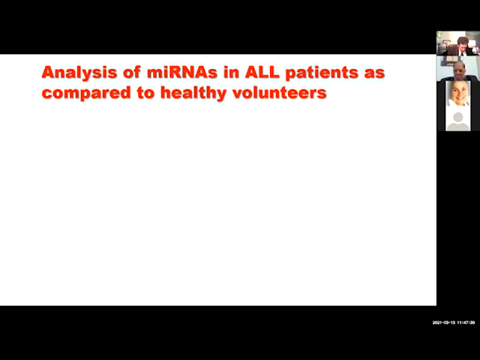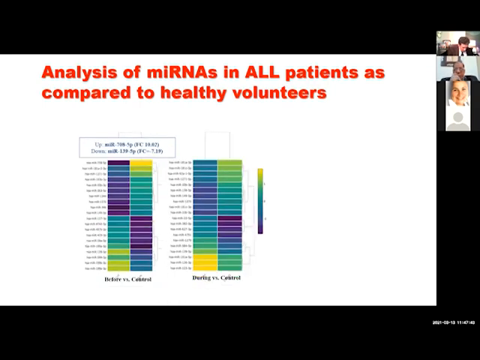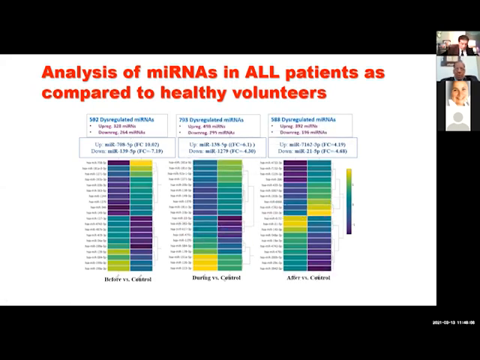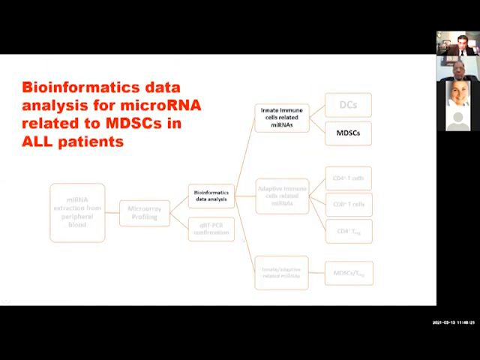And actually, in this one, we started to look at the molecular signature of MDSC in ALL patients. What we did here, we prepared the RNA from blood of ALL patients and ran a microarray for microRNA. And we found a very interesting observation here. We found a very interesting dysregulation of certain microRNA before chemotherapy as compared to during and after chemotherapy. We did a lot of bioinformatics data on innate immune cells, adaptive immune cells, including other cells, but I'll show you only some of the data on MDSC.